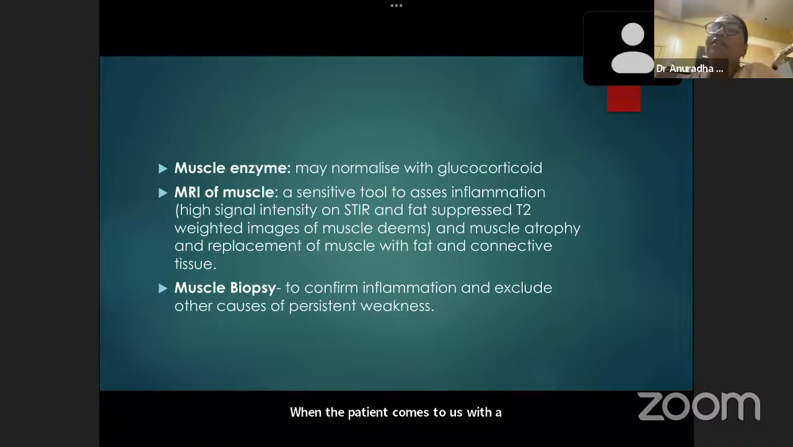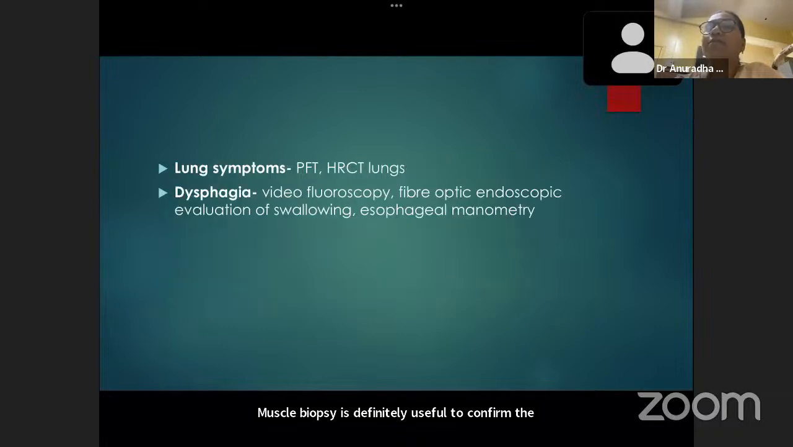MRI of the muscle is a sensitive tool to assess inflammation, which will show high signal intensity on STIR and fat suppressed T2 weighted images of the muscle edema, and muscle atrophy and replacement of muscle with fat and connective tissue, which will tell us that muscle atrophy has set in. Muscle biopsy is definitely useful to confirm the inflammation and to exclude other causes of persistent weakness.